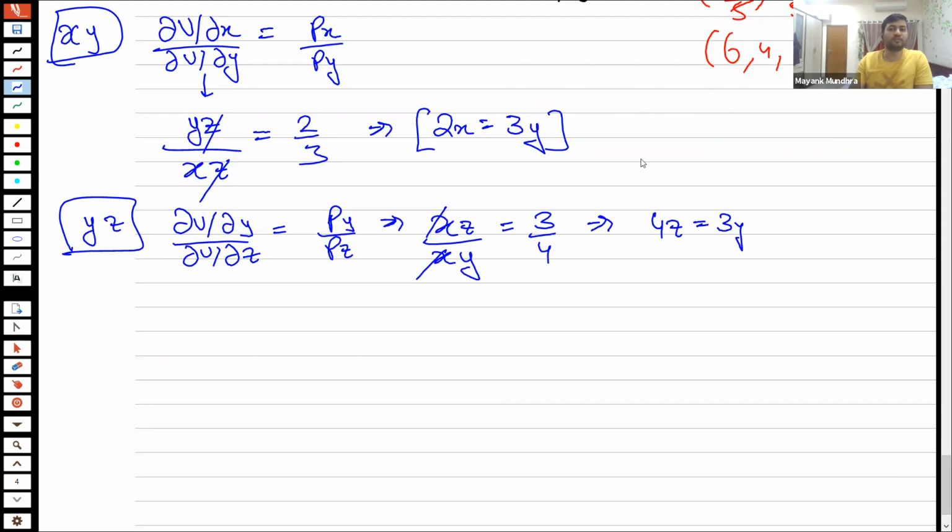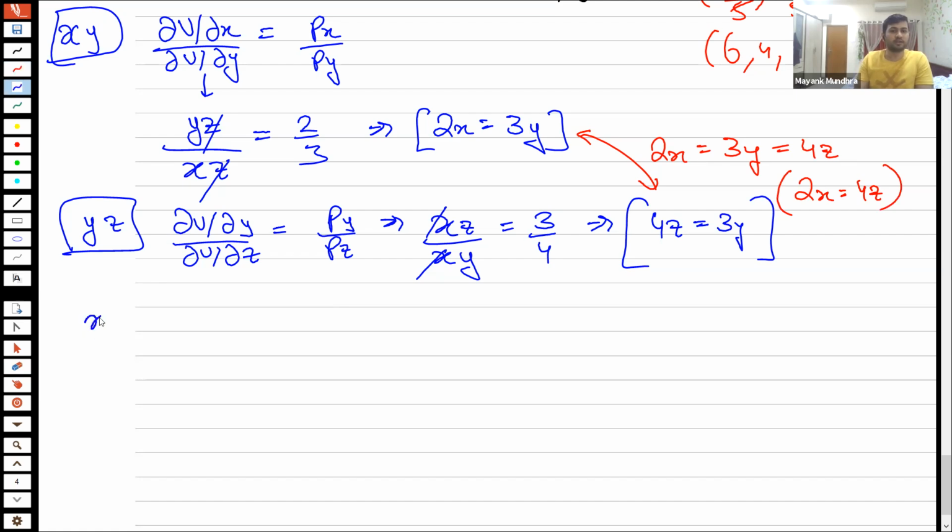The last equation will not give you anything new. So in this situation, you don't need to work out the last equation. I'll show you in a moment why. But before that, appreciate that what we have got till now is 2x equals 3y and 3y equals 4z. So obviously we'll get 2x equals 4z. And this is essentially what we'll get when we solve the pair X and Z. But let's do it because in the initial days it's always better.